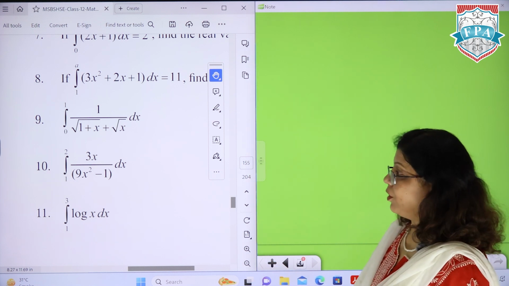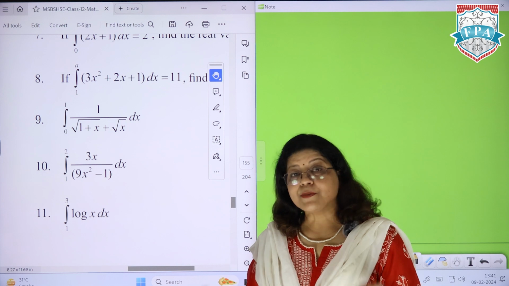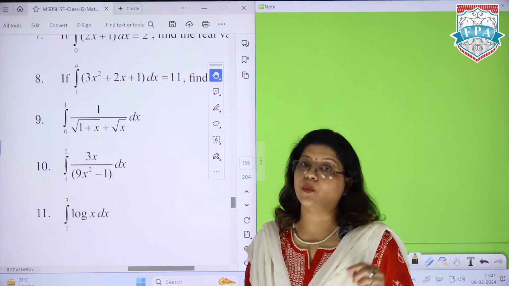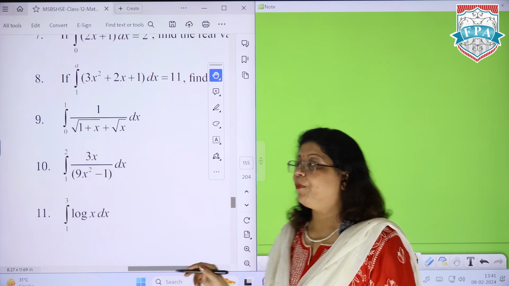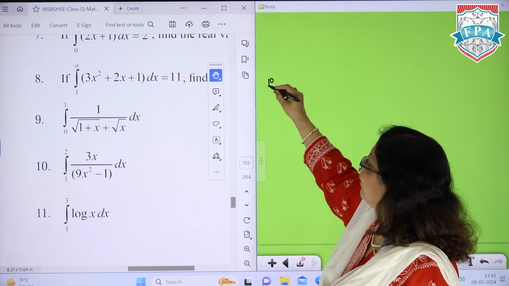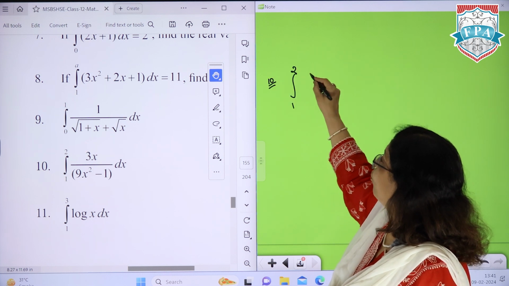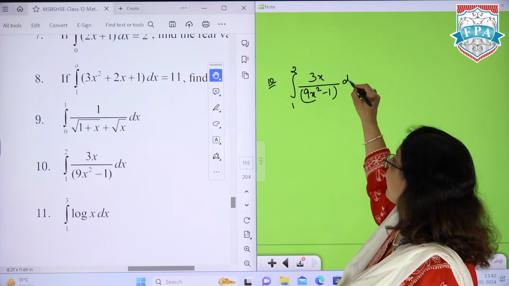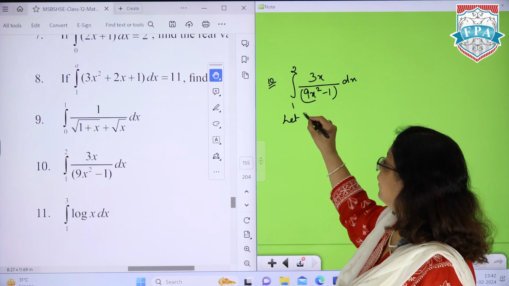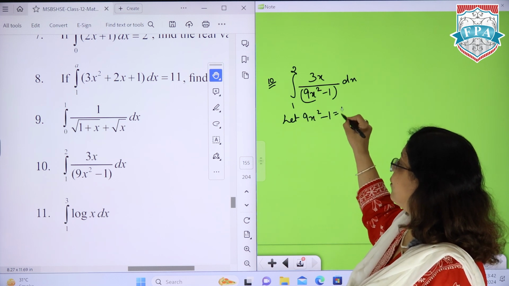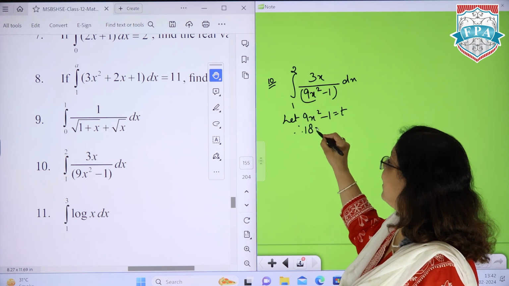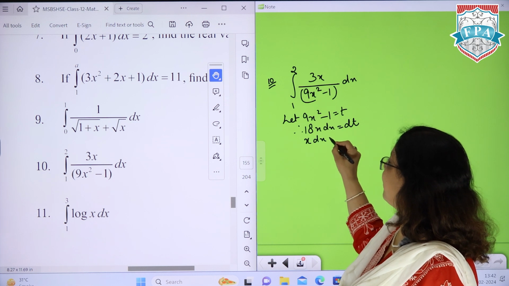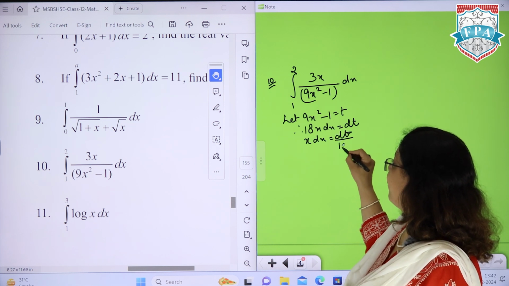I'll take one more question where the substitution comes into picture, because with substitution one more thing will be there, that you have to change the value of the limits also. So let's say question number 10 over here. Integral 1 to 2 of 3x over 9x square minus 1 dx. So here let 9x square minus 1 be t. So therefore 18x dx is equal to dt. So x dx can be written as dt over 18.